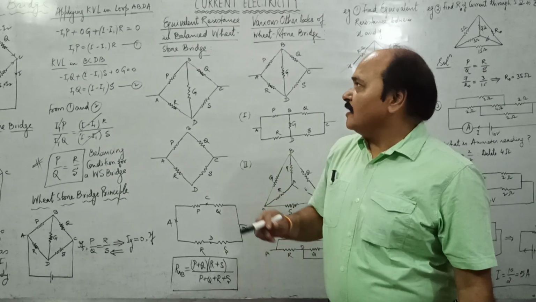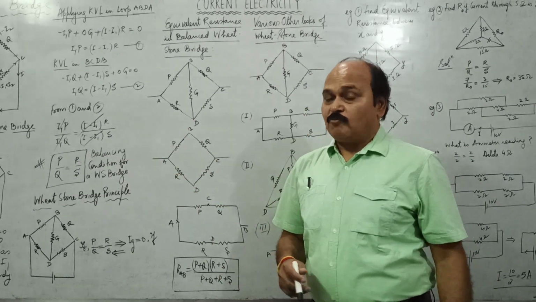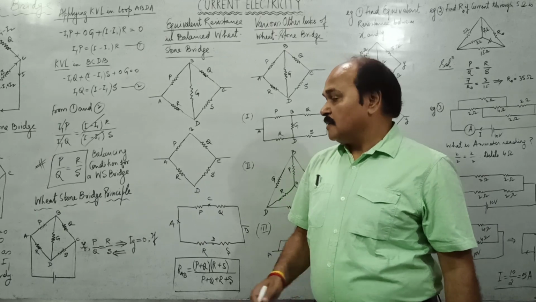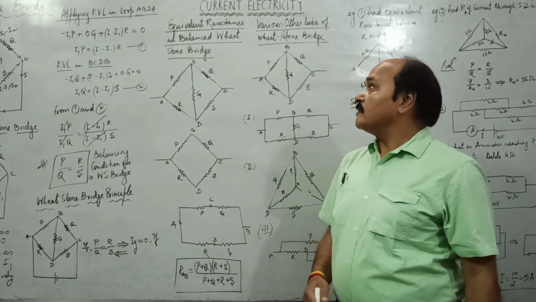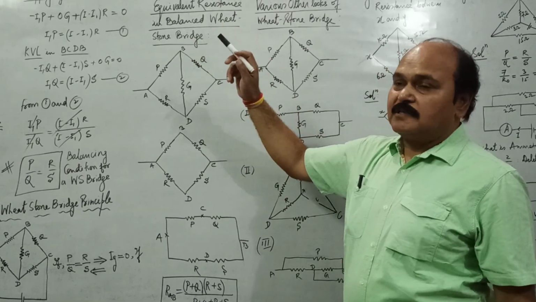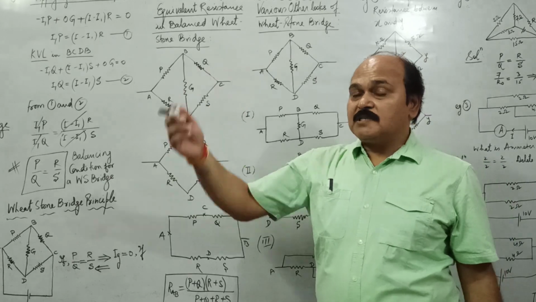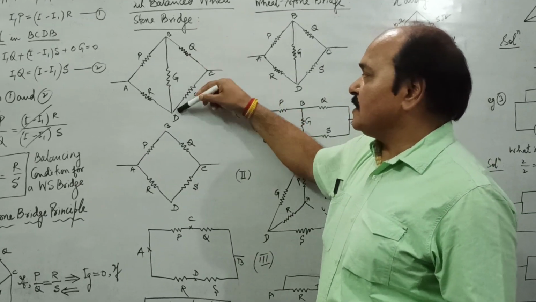Okay children, now let us discuss the significance of a balanced Wheatstone bridge. What happens when the Wheatstone bridge is balanced? That we have known, but how can that be useful to us? Well, equivalent resistance in a balanced Wheatstone bridge. Now once a Wheatstone bridge is balanced, then what happens? Points B and D are at the same potential.